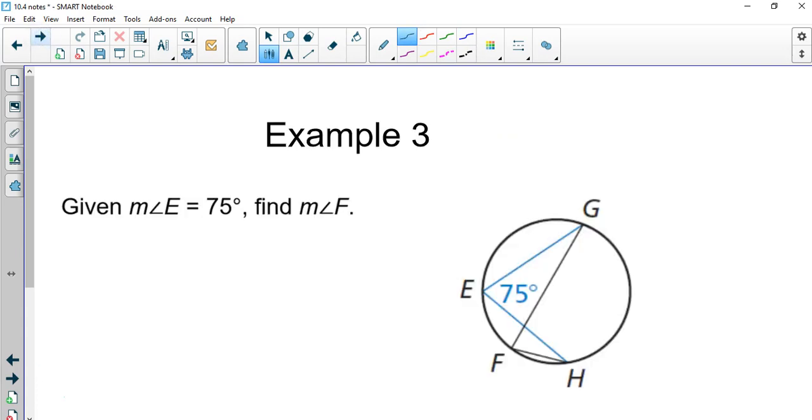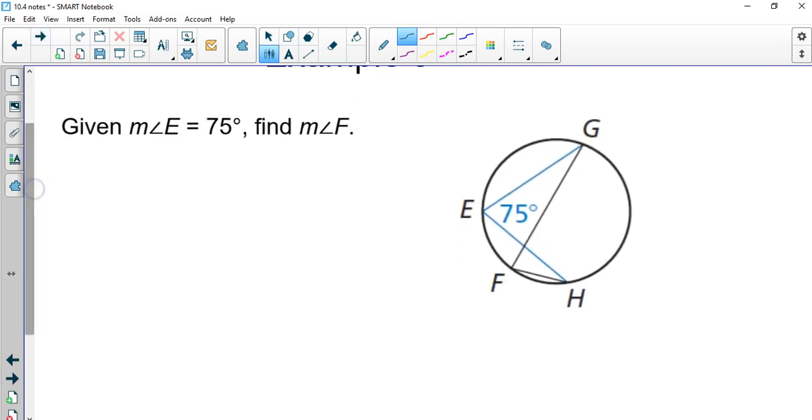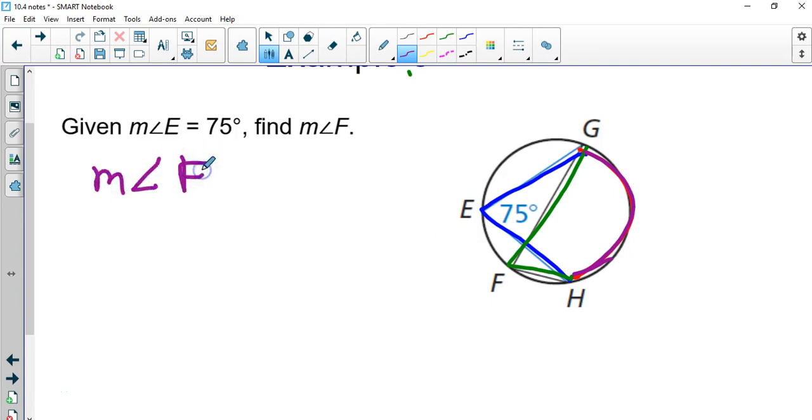Alright, so example 3. Given that the measure of angle E is 75, let's look at that. It's already in blue, I'm going to highlight it. So angle E is right here. What's its intercepted arc? GH. Find the measure of F. Well, angle F also intercepts that same arc, GH. Therefore, the measure of F is also 75 degrees.